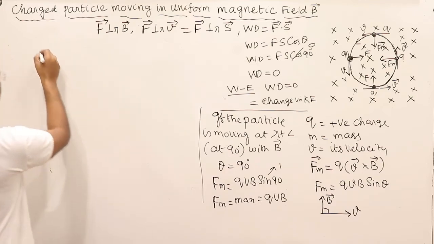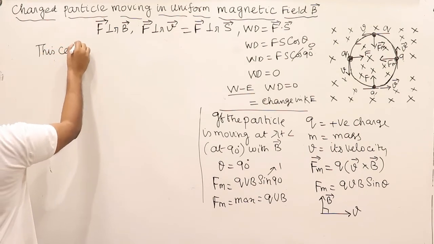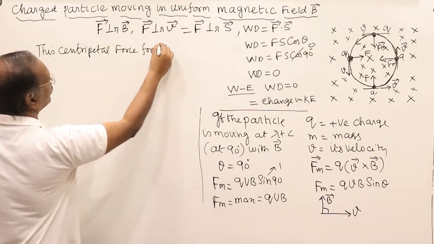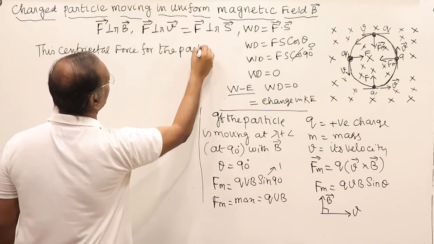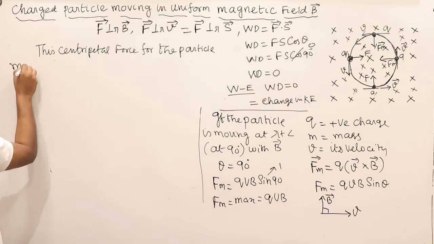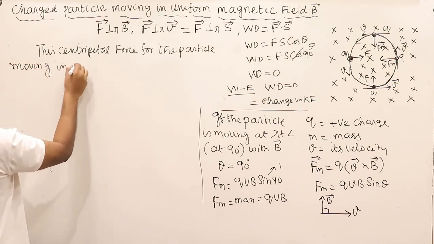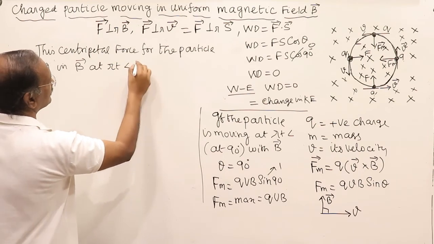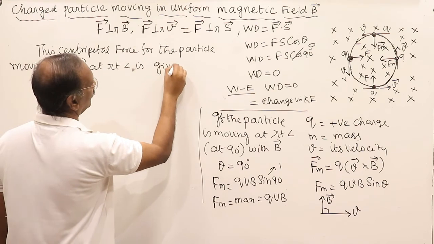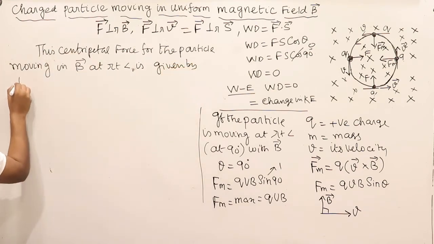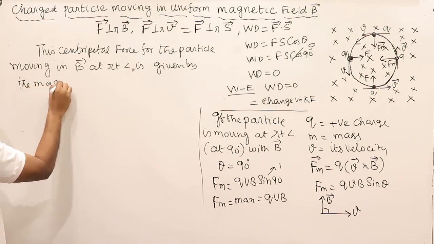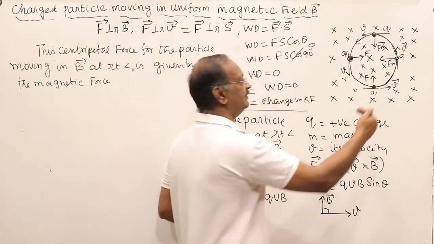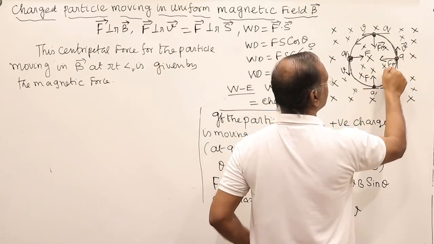So this centripetal force for the particle moving in a magnetic field at right angle is given by the magnetic force. So we need a centripetal force for the body to move. If it is moving like this, there has to be some force, and that is given by the magnetic force.